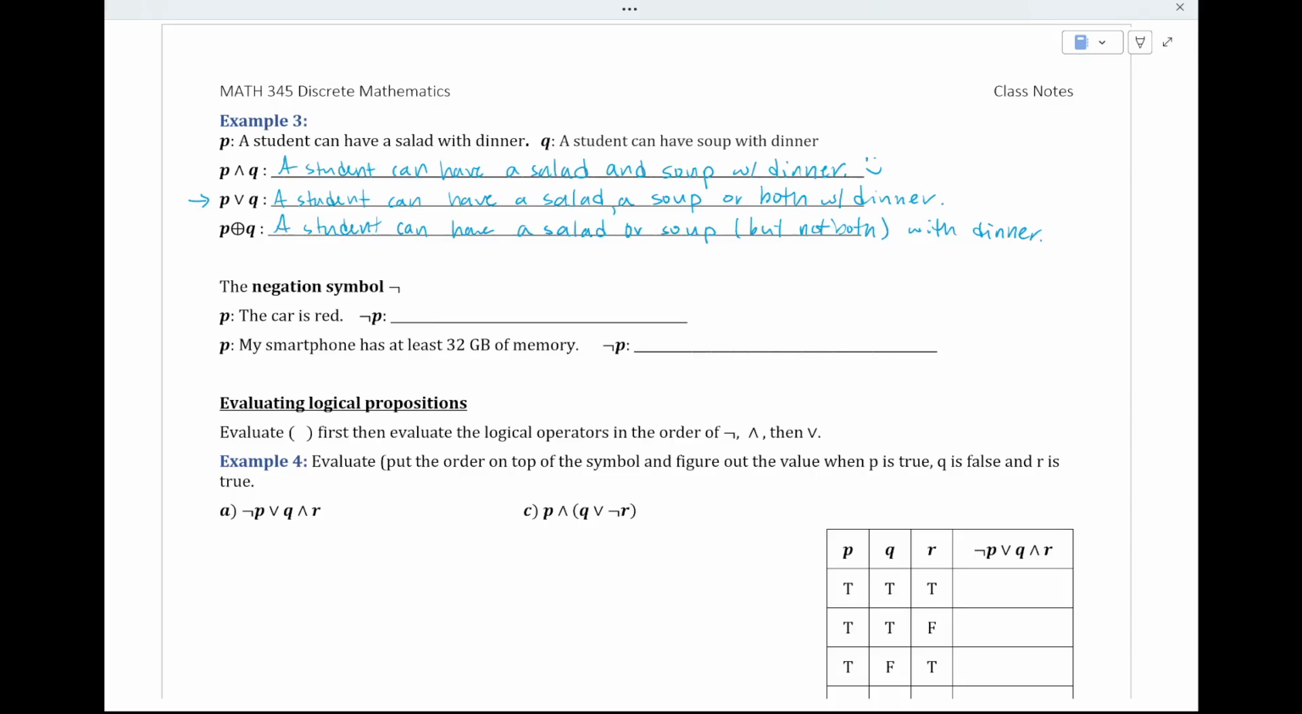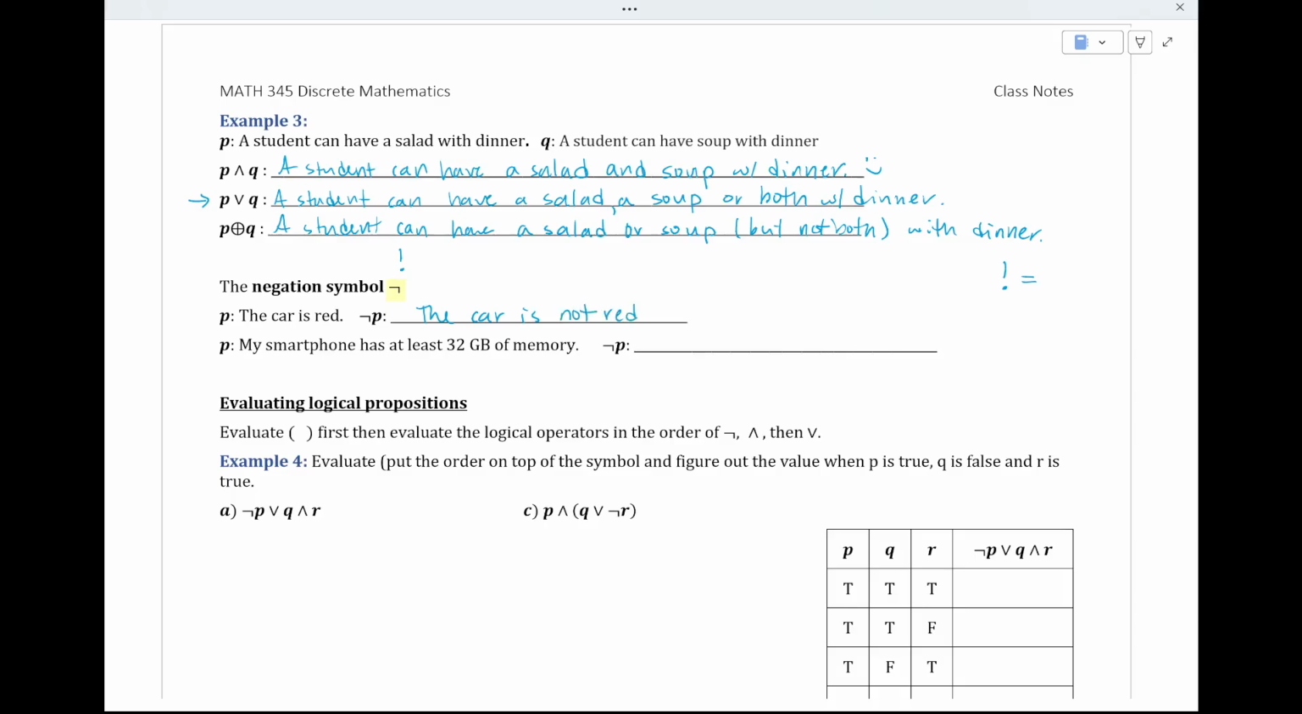Okay, next up is the negation symbol, and that is this guy. And if you are into programming, this is often represented by an exclamation point. Not equal to, for example, would be exclamation point and then equal to. So we often will throw the word not into a sentence in order to represent this negation. So if P is the car is red, not P is the car is not red.